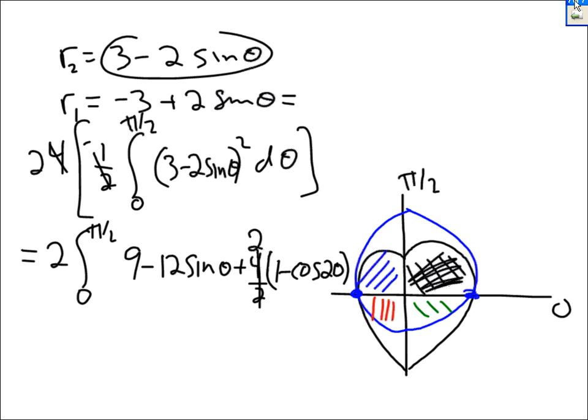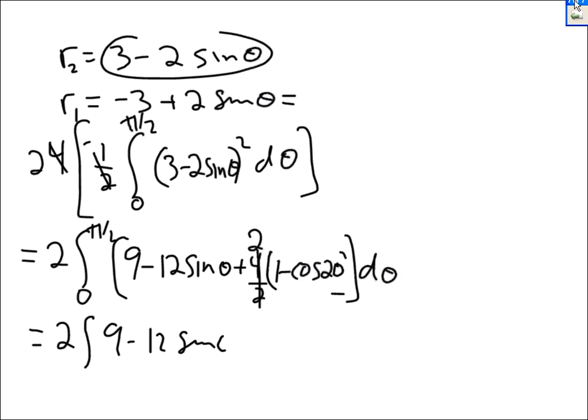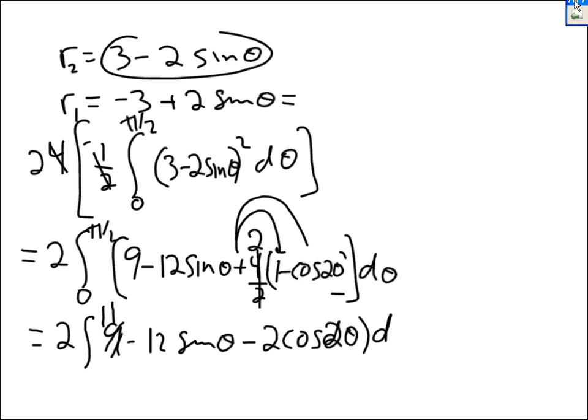Okay, let's get rid of the picture and let's start doing some calculus and integration. d theta. Let's distribute that too. 9 minus 12 sine theta. Positive 2 times 1 is positive 2. You add that to the 9, you get 11. Positive 2 times negative cosine 2 theta is negative 2 cosine 2 theta, d theta.